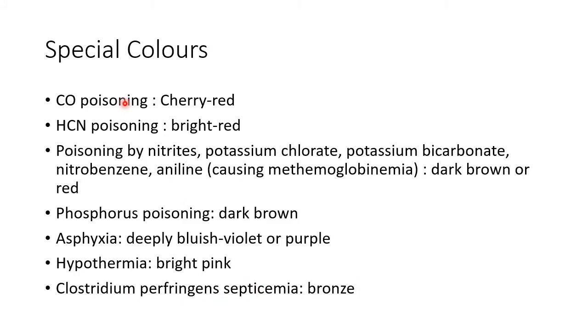Now let us see about some special colors of postmortem staining. In case of carbon monoxide poisoning, the postmortem staining is cherry red. In hydrogen cyanide poisoning, it is bright red. In case of poisoning by nitrites, potassium chlorate, potassium bicarbonate, nitrobenzene and aniline, there will be methemoglobinemia. So the postmortem staining will be dark brown or red.